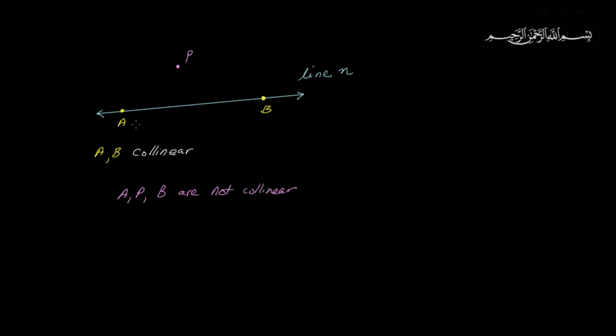Okay, because A and B are collinear, of course, but A, P, and B, altogether they're not, because P is sitting over there. They're not on the same line. Now, if I had another point over here, let's put point M over here. Then I can say A, M, and B are collinear. That means they are on the same line. So if points are on the same line, we say they are collinear. And if they are not on the same line, we say they are not collinear. Okay? All right, so far so good.